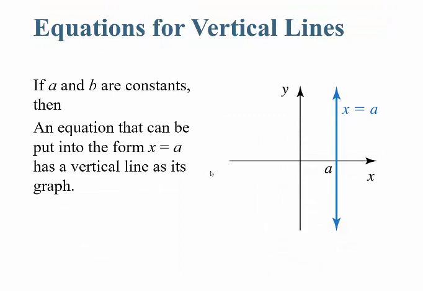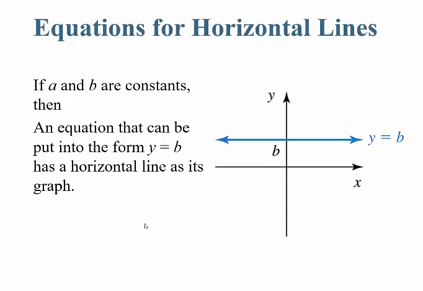Going over this: if a and b are constants, then an equation that can be put into the form x is equal to a has a vertical line as its graph, and that vertical line goes through whatever that value a is. So if it was 4, you would go to 4 for x and draw a vertical line right through. An equation that can be put in the form y is equal to b has a horizontal line as its graph. Suppose the equation was y is equal to 7. You'd go to 7 up here and then put a horizontal line right through it like that.